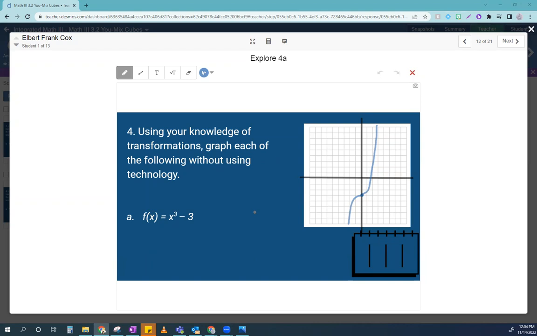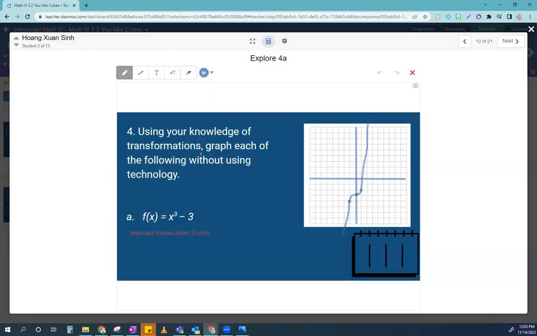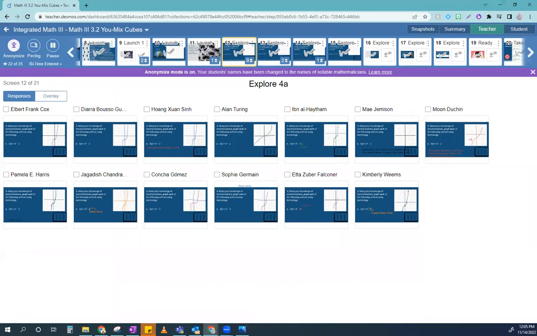Most of my questions are a lot more clear than this because I want you to be very clear. Ms. Johnson expects me to explain. So I would say something like this: using your knowledge of transformations, explain how this function is a transformation of another function, x cubed, right? And so you would then be forced to answer a question along the lines of this. See, it says the intercept moves down 3 units. Very good. It's not just the intercept, the whole thing actually shifts down 3 units.